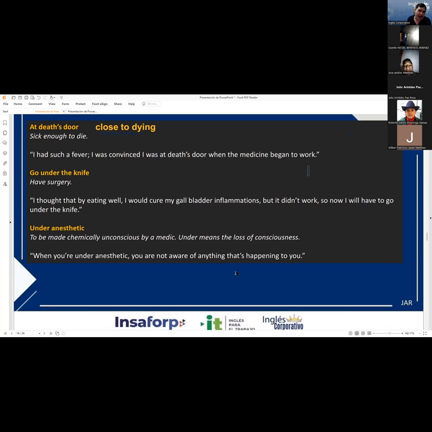All right, then the other one, under anesthetic, to be made chemically unconscious by a medic. Under means the loss of consciousness, right? When you have to be operated on the teeth, they put anesthetic and then they work. And when you want to speak, you can't speak because the tongue is completely thick, right? You cannot speak, the tongue is like that. So because of the anesthetic. To be made chemically unconscious by a medic.